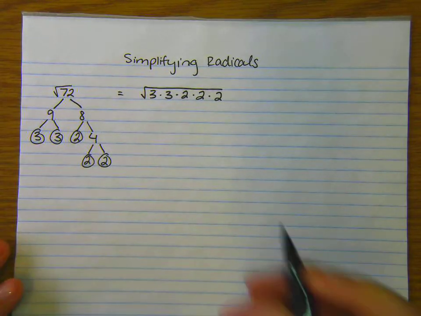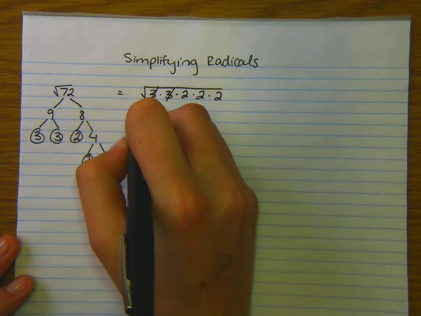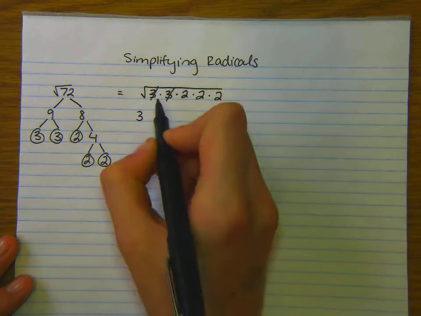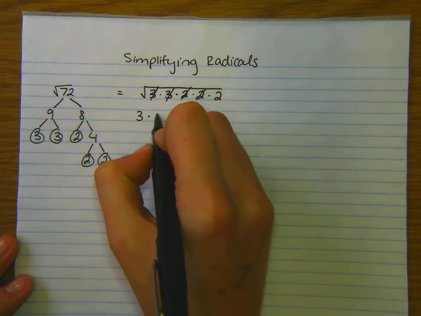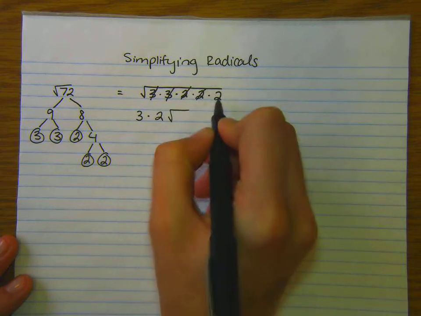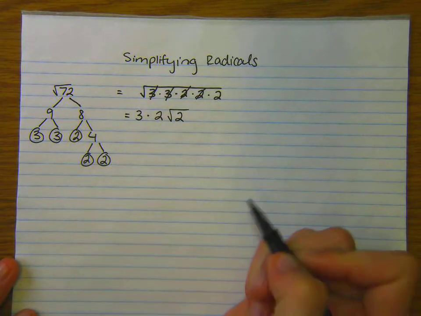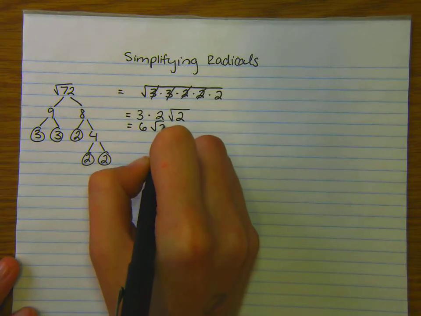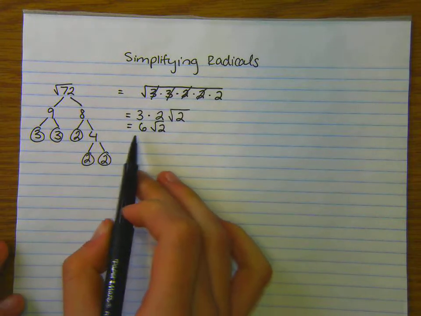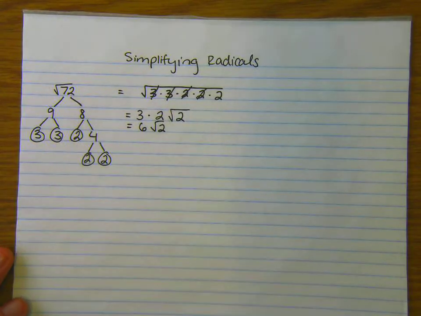And with a square root, we know that if I have a pair of two numbers, I can pull one of them outside of the square root. So I've got a pair of 3's, I can pull those out. Here I've got a pair of 2's, I can pull those out, and then I'm left with a 2 on the inside. Now do 3 times 2, we have to make sure we multiply those, and we're left with 6 times the square root of 2. 6 times the square root of 2 is the simplified radical of the square root of 72.